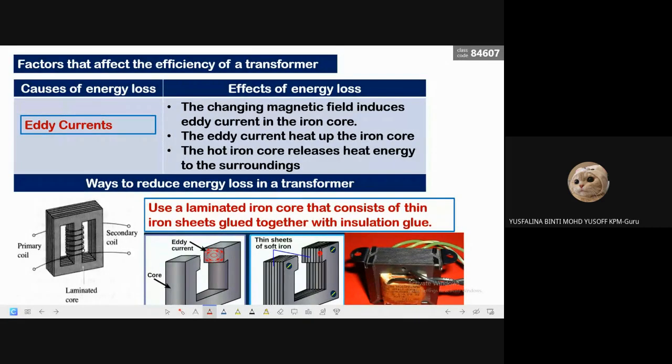Okay, so use a laminated iron core that consists of thin iron sheets glued together with insulation glue. Okay, insulation glue means the current cannot flow between the sheets. Okay, because insulation, right?